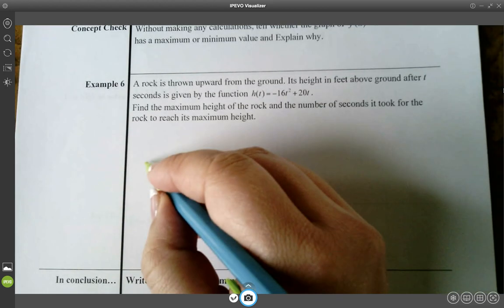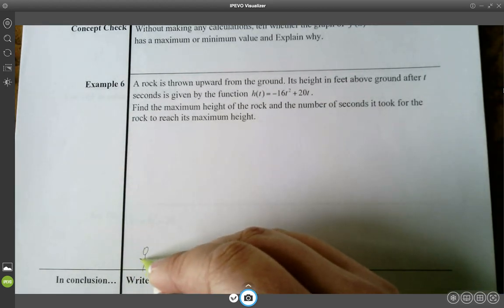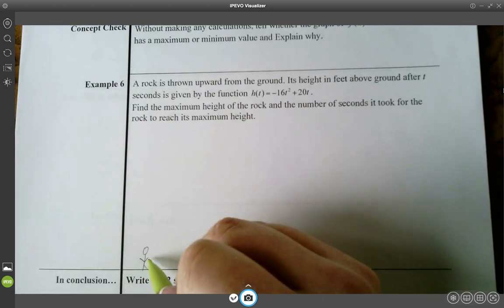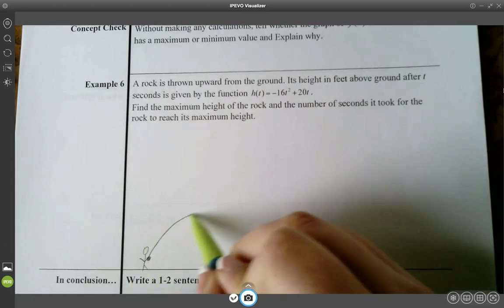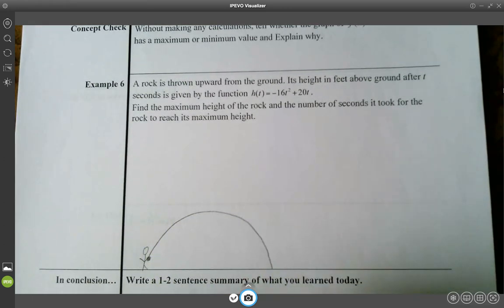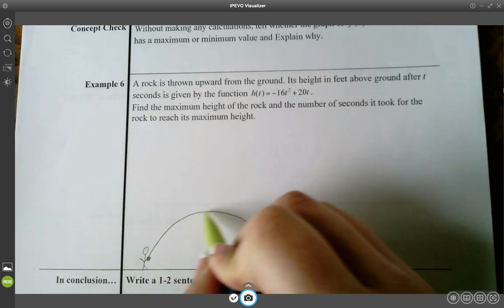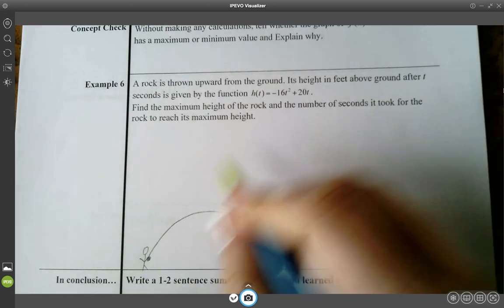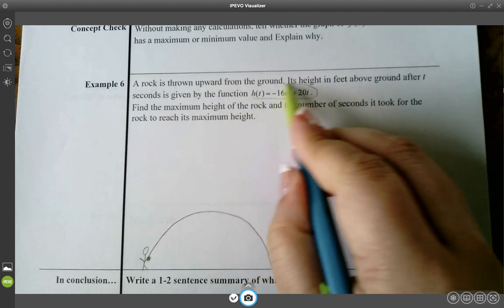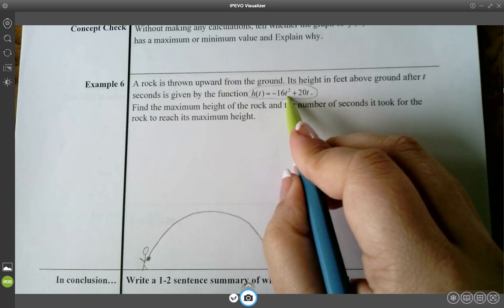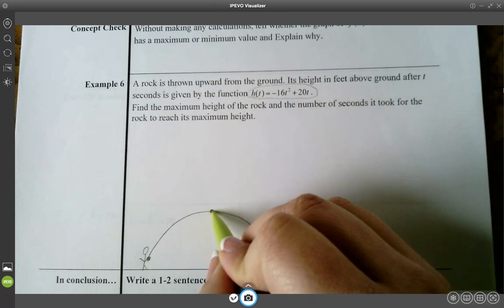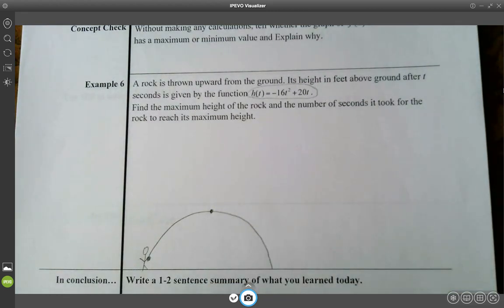If we are on the ground, here's me on the ground, and I have a rock, and I'm throwing it. Maybe I just want to see how high I can throw the rock. Well, when I throw it, it makes an arch like this, okay? So the arch represents the height of the rock. And this equation right here is used to represent that. Notice this is an upside down parabola, okay? So we want to find the height of the rock, and we want to know when will it be at its highest point. Well, when will it be at its highest point is the vertex. So we want to find the vertex.